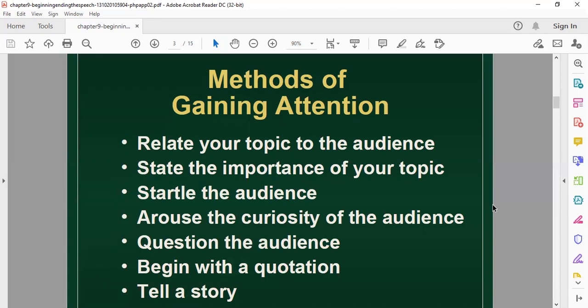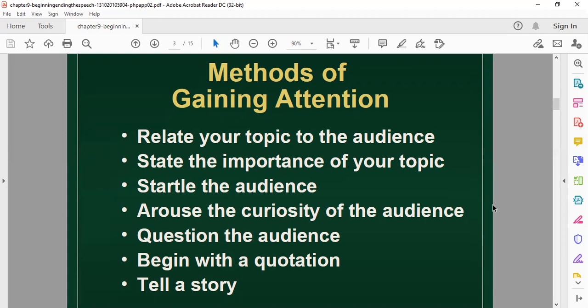Relate your topic to the audience. Number one, state the importance of your topic. Startle the audience, maybe by giving a startling thing. Arouse the curiosity of the audience. They might be curious to know something, like, so what is he or she going to tell us next? Question the audience. Begin with a quotation. Tell a story. So these are the points of how you can gain their attention.